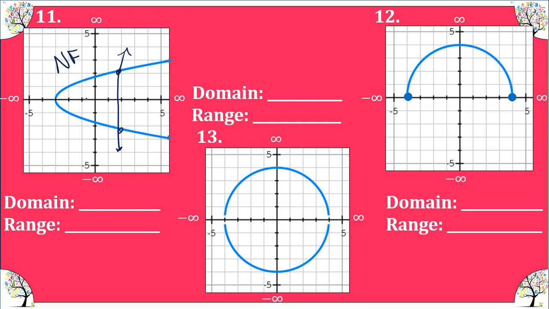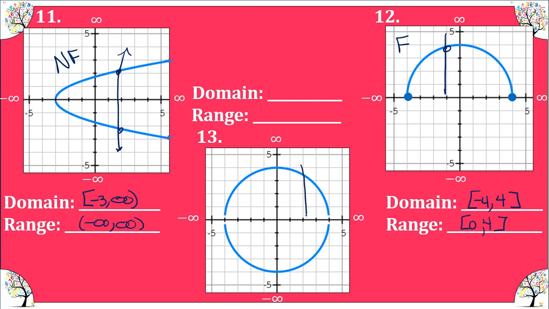In the domain, it can go all the way till x is negative 3, and it continues forever to positive infinity. The graph can go down to negative infinity and up to positive infinity. Number 12, this graph passes the vertical line test, so it is a function. How far left our x values is negative 4, and then it can go all the way to positive 4. And then how far down does the graph go? It goes to 0, and then it goes up to positive 4. So that is the range.